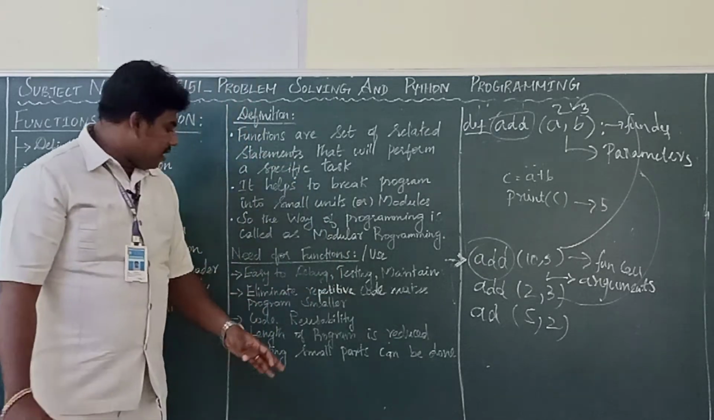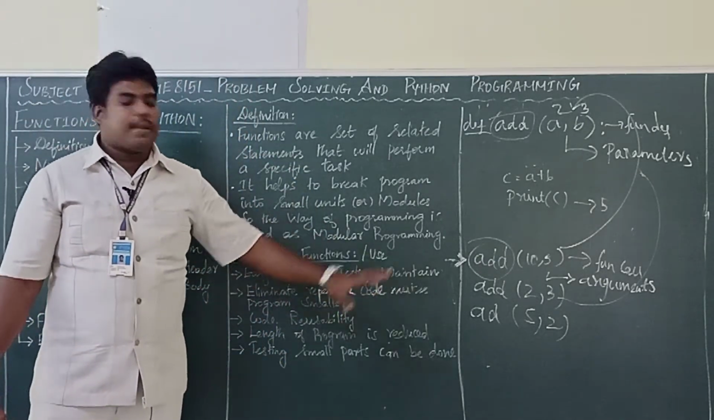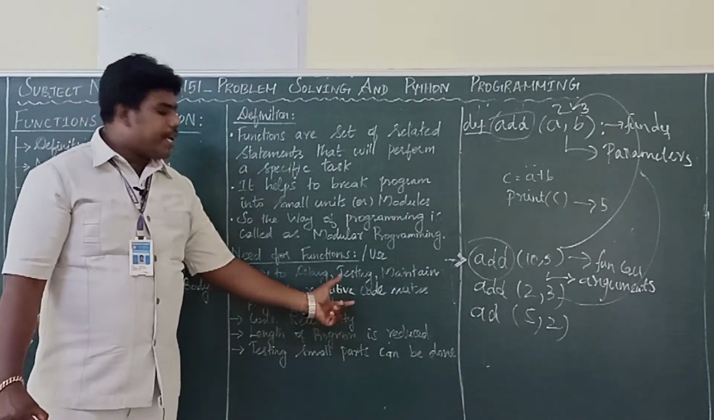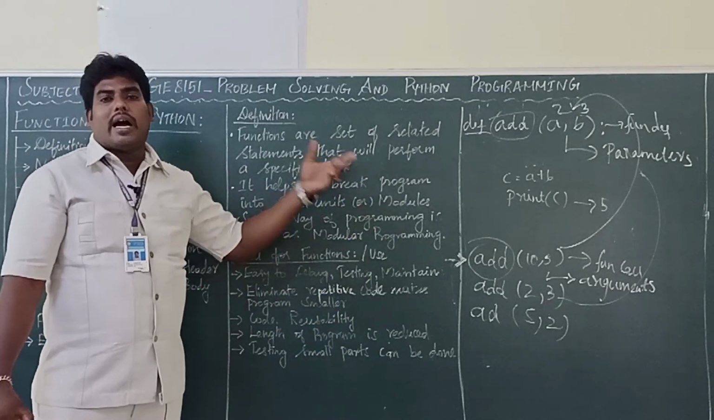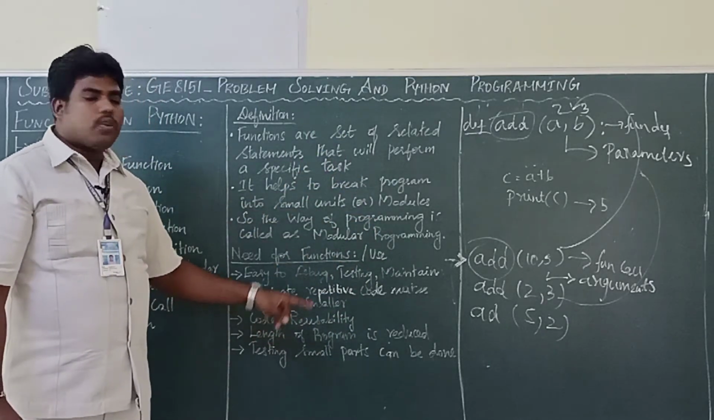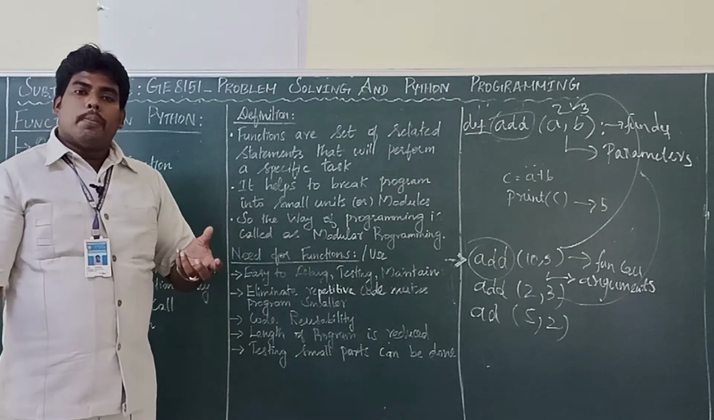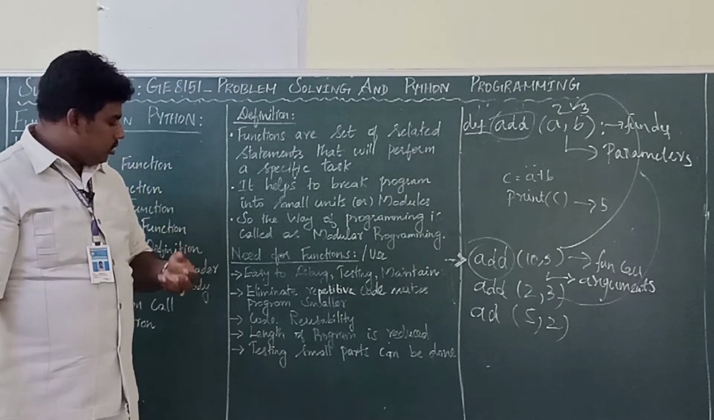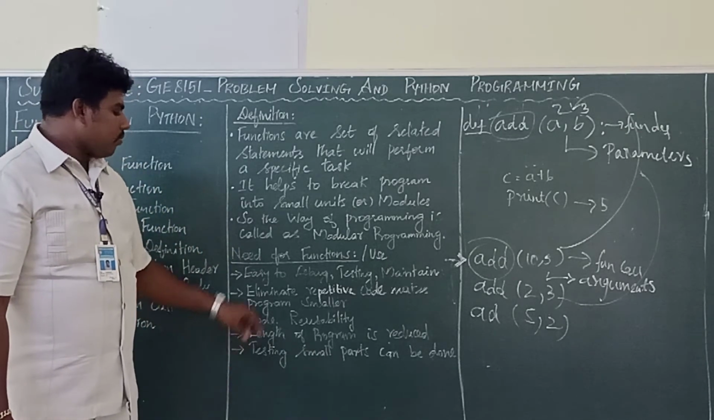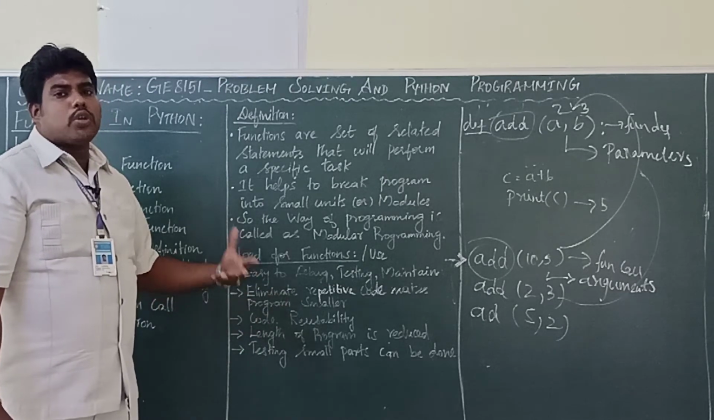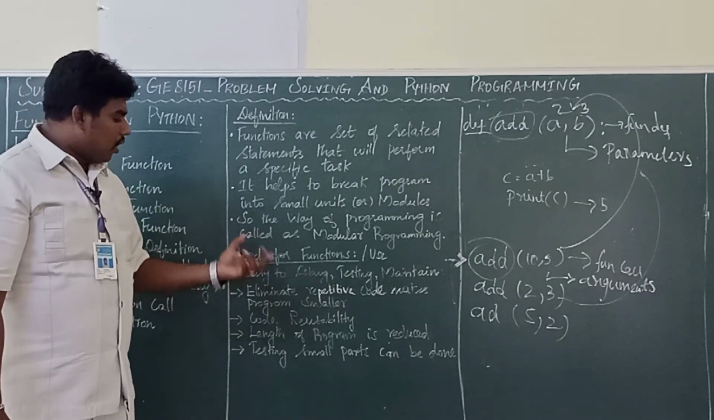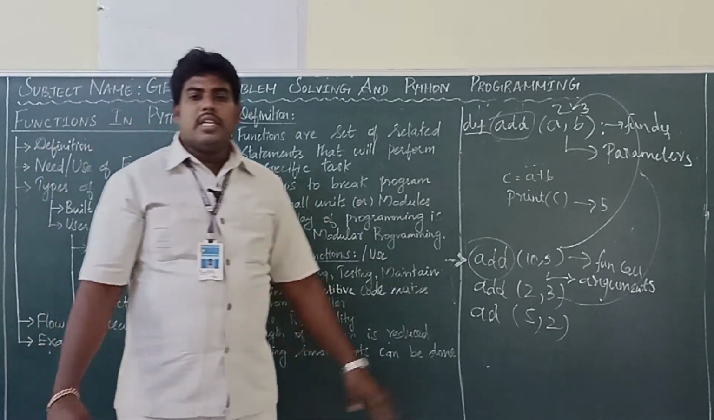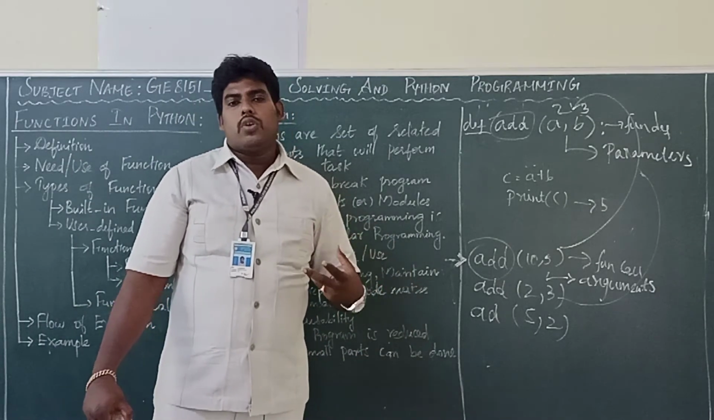So what's the need of function? It is easy for debugging, testing and maintenance. It eliminates repetitive code. Instead of writing the same code again and again, we can write it only once and make the program smaller. We can reduce the complexity. Then we can reuse the code. Once you use functions, the program will be shorter. And testing is also very easy. That's the reason we are going to the function.